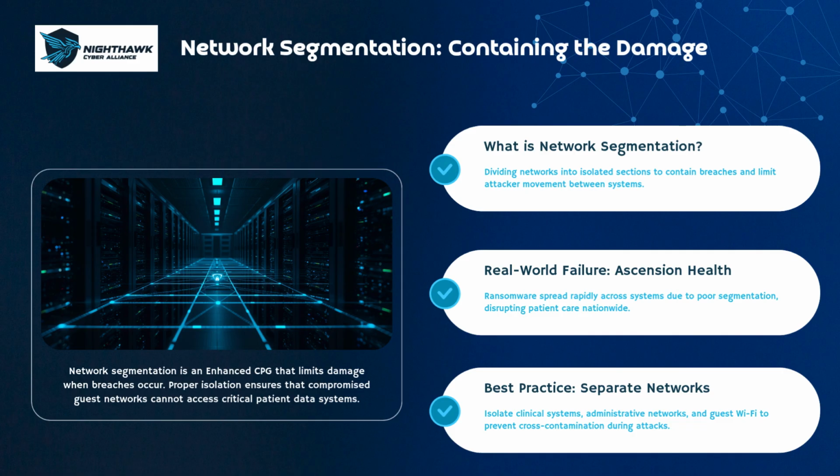Ransomware spread rapidly across connected systems because there were no effective barriers to contain it, disrupting patient care across 142 hospitals. Best practice requires isolating clinical systems, administrative networks, and guest Wi-Fi from each other so that a compromise in one section cannot contaminate the others.